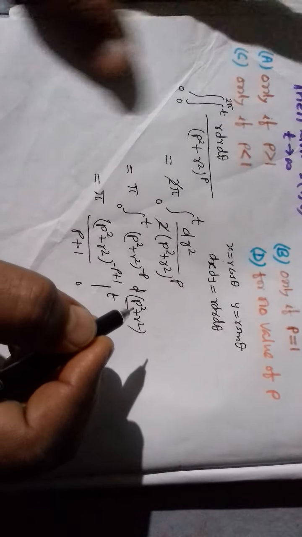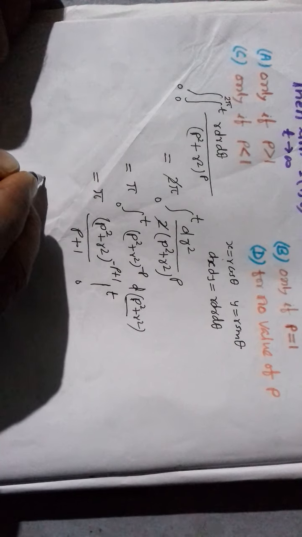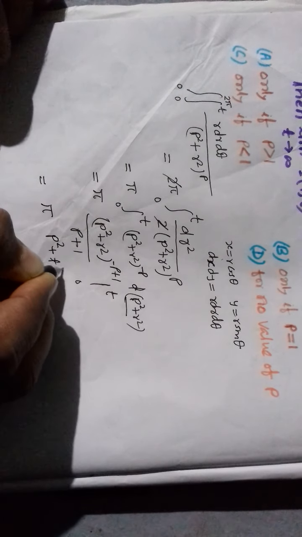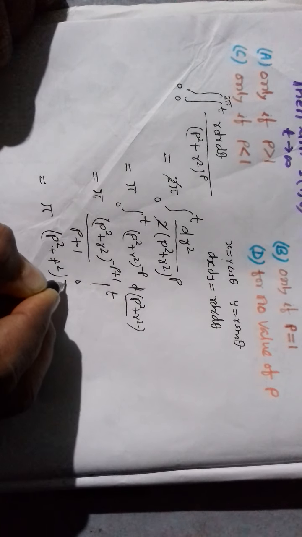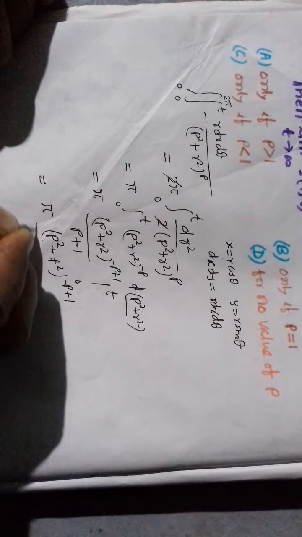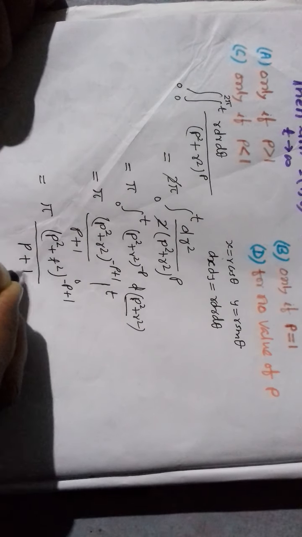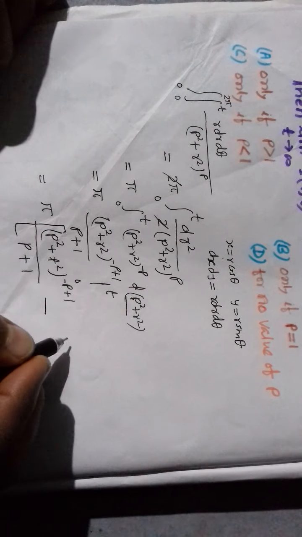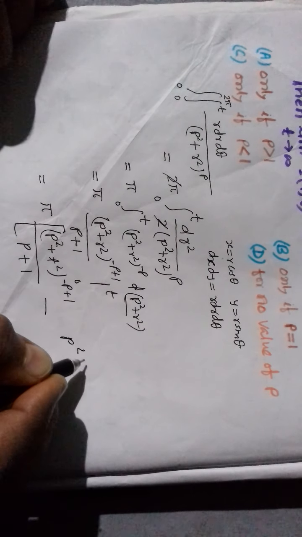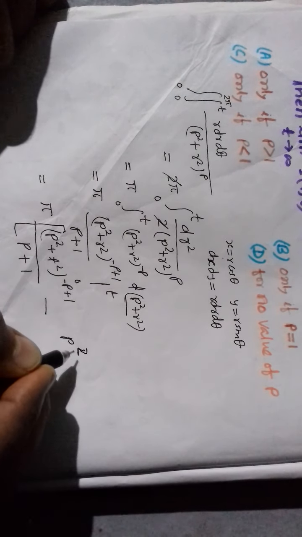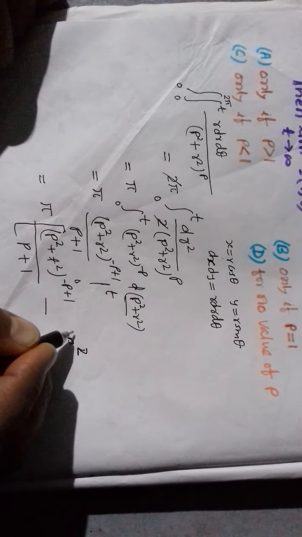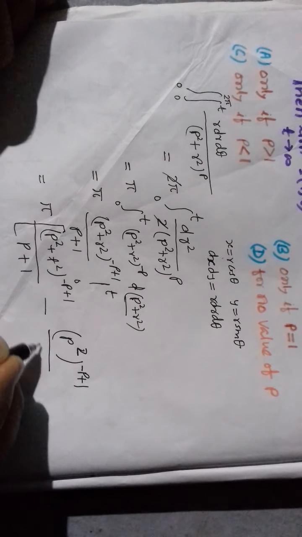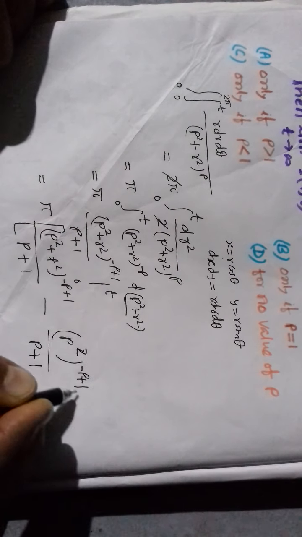Now putting the limit, let us first put t. So this will be pi times (p square plus t square) to the power minus p plus 1, divided by minus p plus 1. Thereafter a minus sign. Now put 0. Putting 0 we have p square to the power minus p plus 1, divided by minus p plus 1.